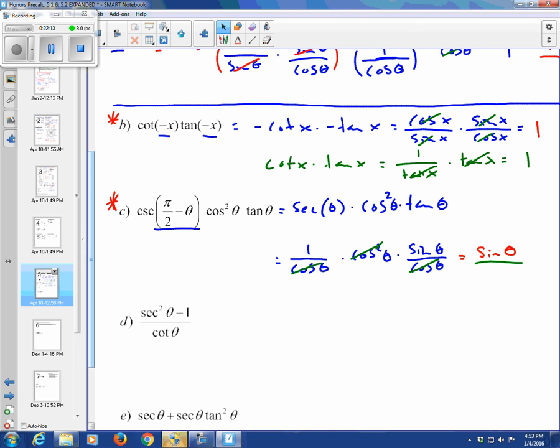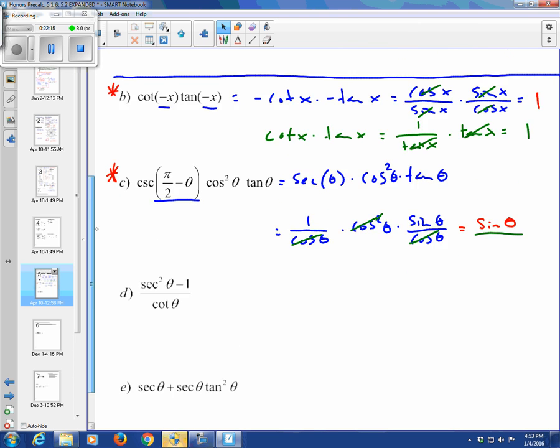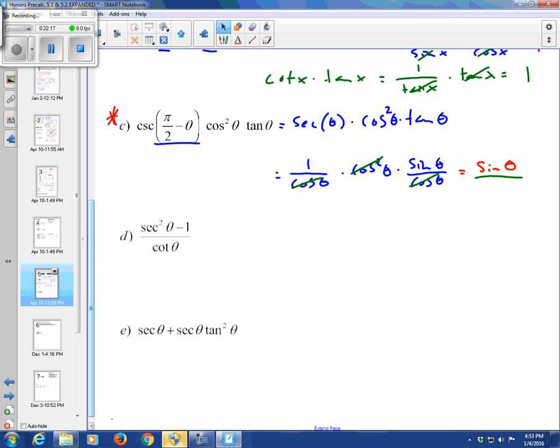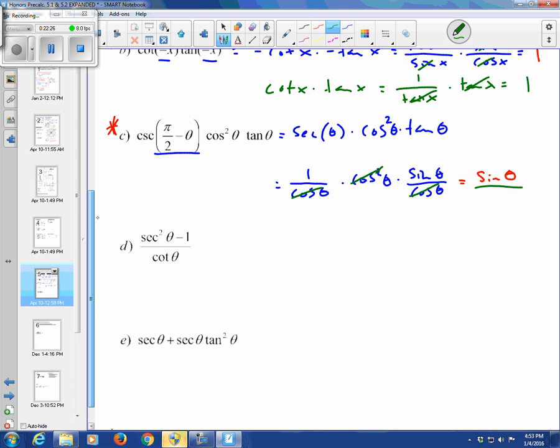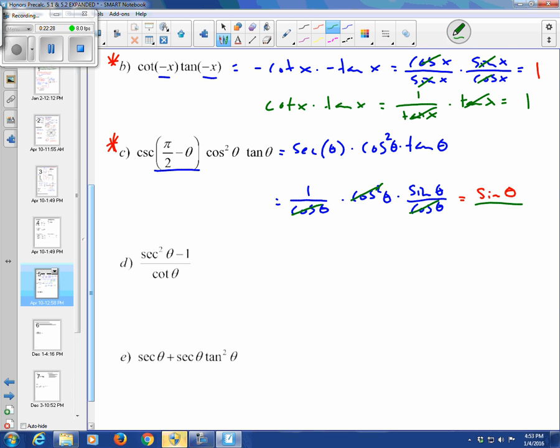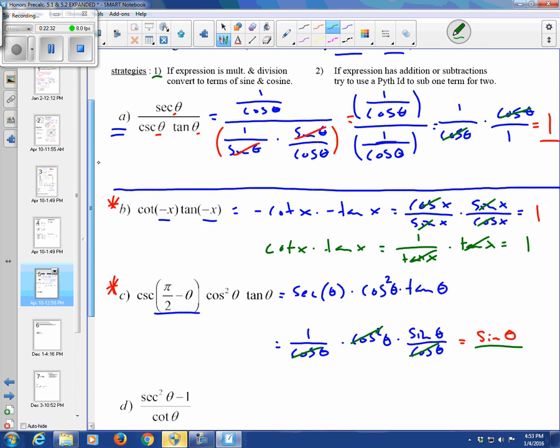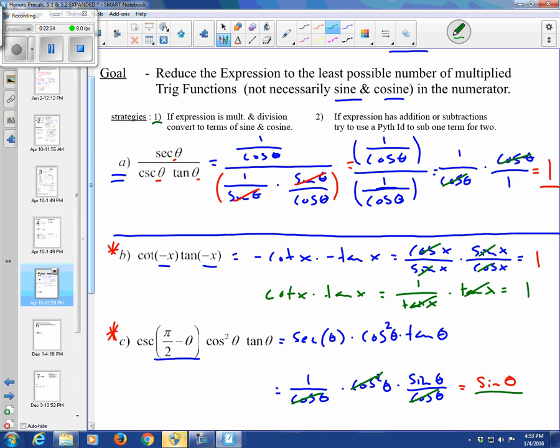Okay, so with our next problem, we are seeing secant squared theta minus 1 over cotan theta. So just changing everything to sine and cosine isn't necessarily going to help us here. What I want to recognize is if I'm seeing an addition or subtraction within my trig expression, I want to try to get to a Pythagorean identity.